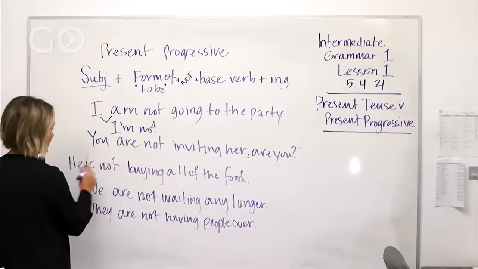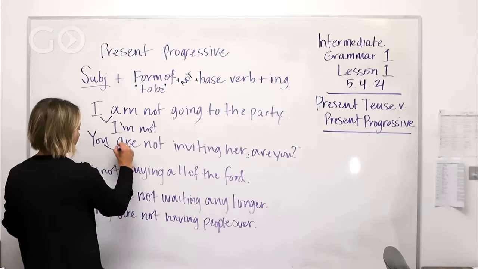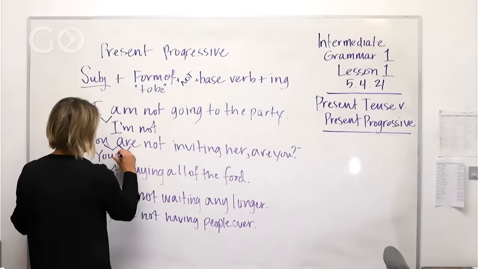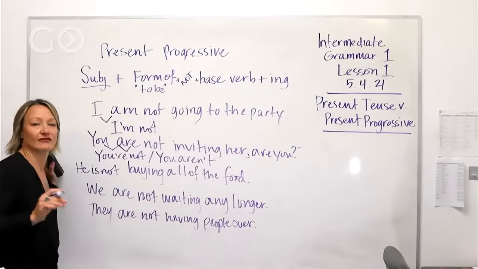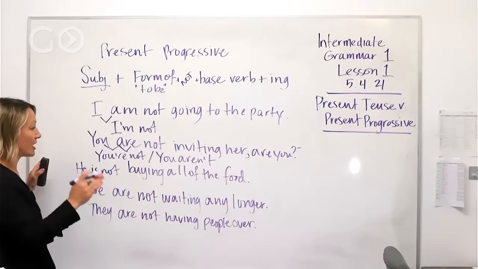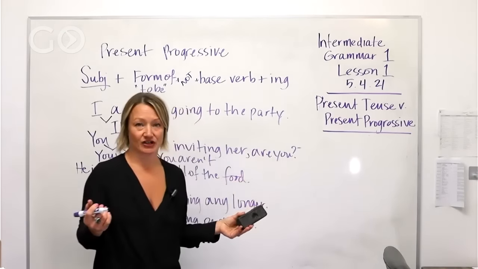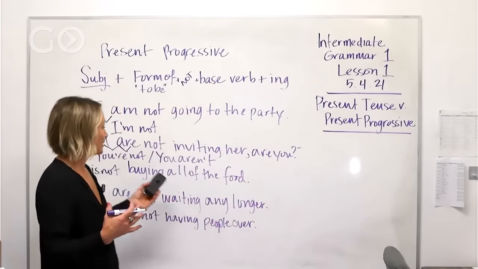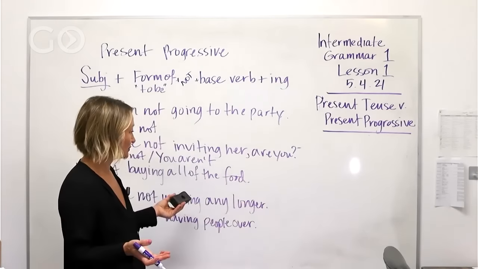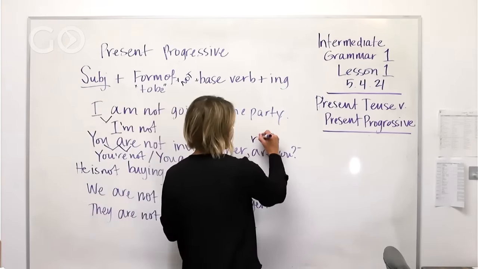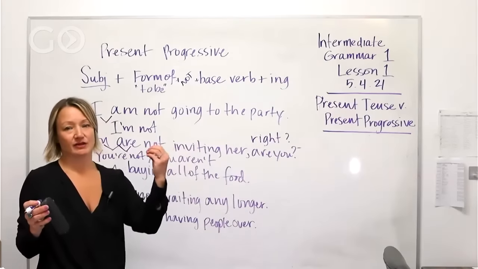So let's look here. He is not. Okay, so you are, we can do two different ways. We can say you're not or you aren't. Two different ways that have identical meanings. You are not inviting her, are you? This is called a tag question. We'll cover it in another lesson, but I wanted to introduce it here because it is something that you will hear in English. Sometimes people will be like, right? It's like you're asking a question and waiting for somebody to give you more information.